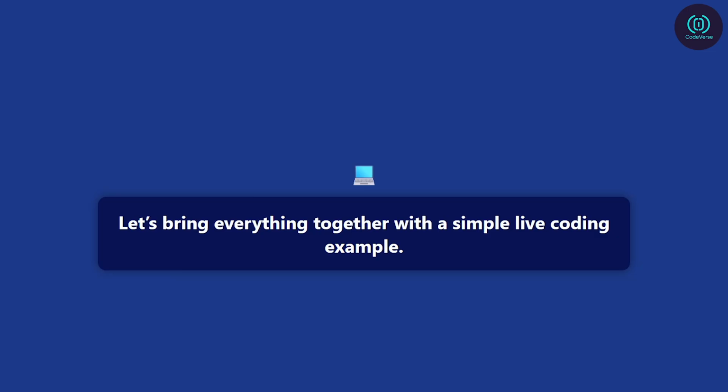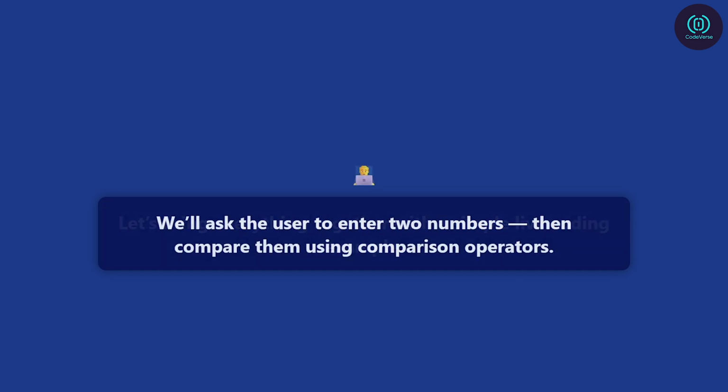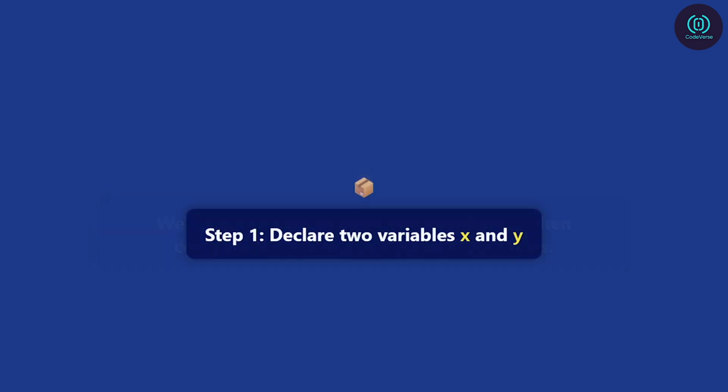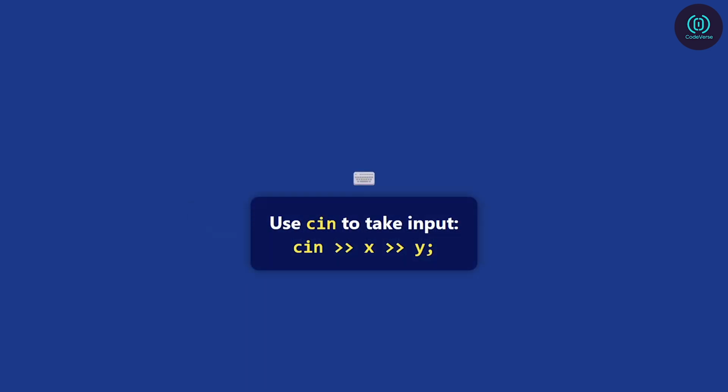Let's bring everything together with a simple live coding example. In this mini program, we'll ask the user to enter two numbers, and then we'll compare them using our comparison operators. First, we declare two variables, x and y, to store the user's input. Then we use cin to take input from the keyboard: int x, y; cout, enter two numbers; cin x, y.